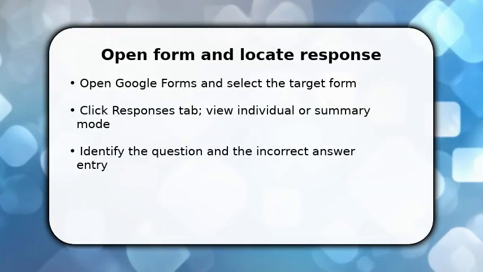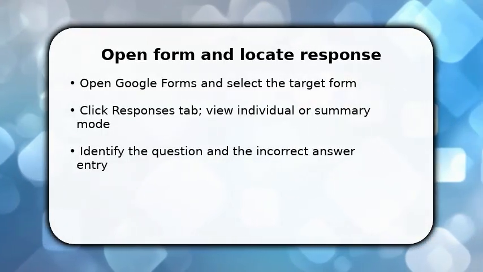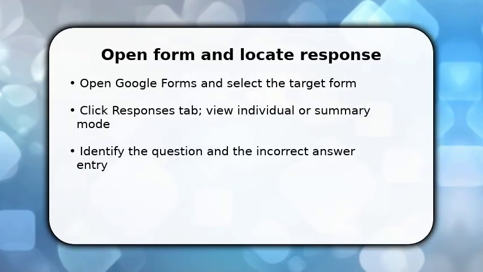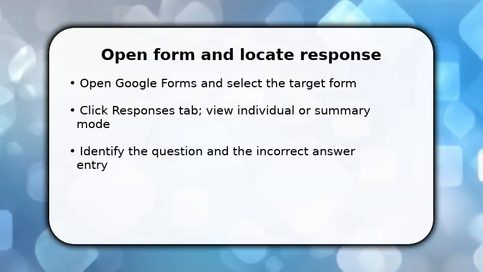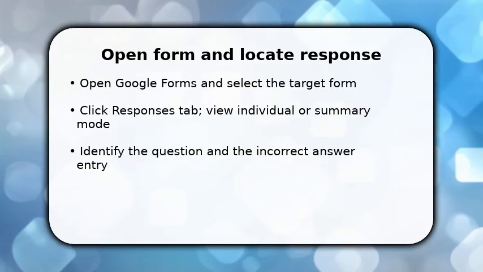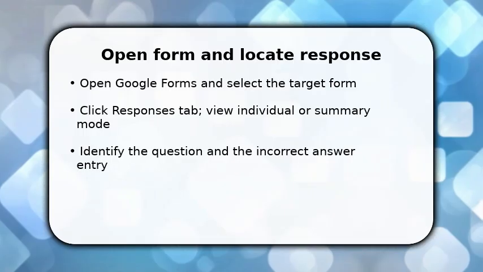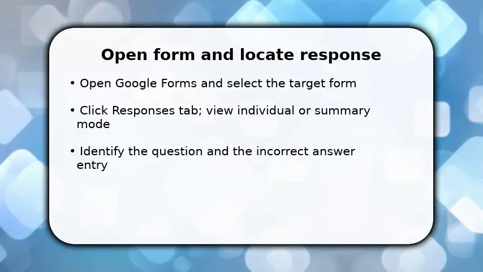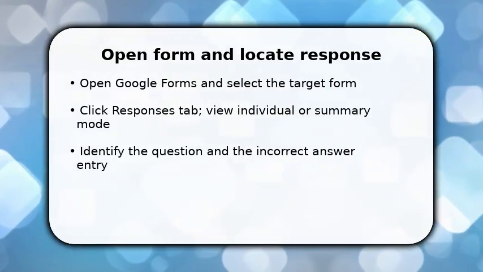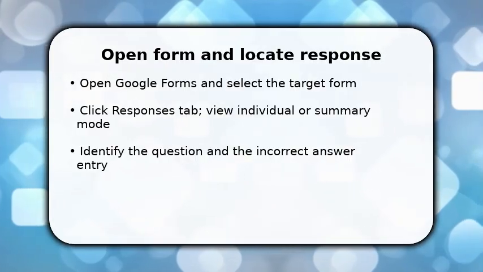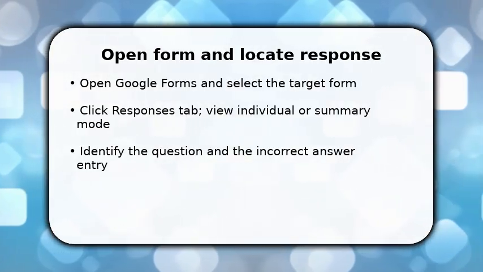You start by opening the exact Google Form and going straight to Responses. Click the Responses tab and switch to Individual View so you can see each submission. Once done, find the entry with the wrong answer and note the respondent identifier or timestamp to avoid guessing. Make sure the form owner or an editor is signed in. Without editor rights, you can only view. This first step ensures you work with the correct submission before making any edits or exports.